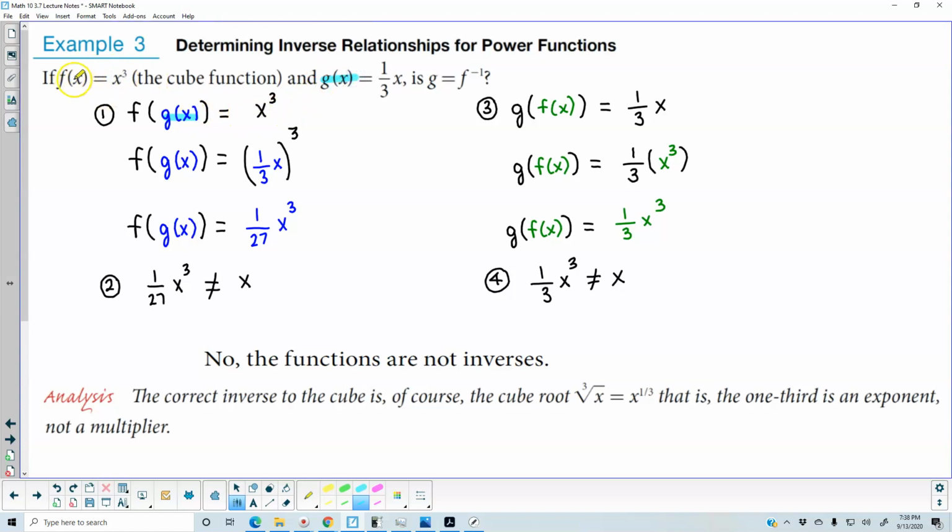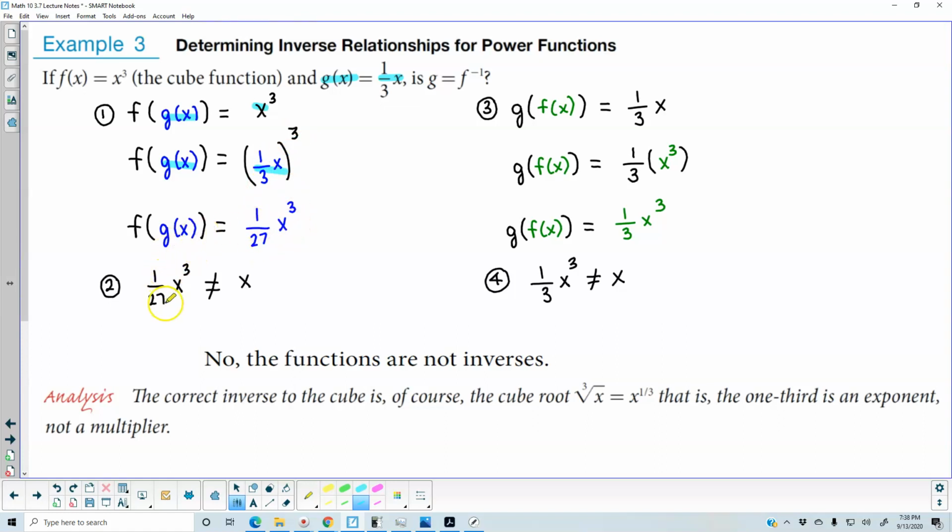And we're using the function f of x, which is x cubed. So now g of x we know is equal to 1/3 x, so we're replacing x with 1/3 x to the third power. Now 1 to the third power is 1, 3 to the third power is 27, and x to the third power is x cubed. So we have 1 over 27 x cubed.